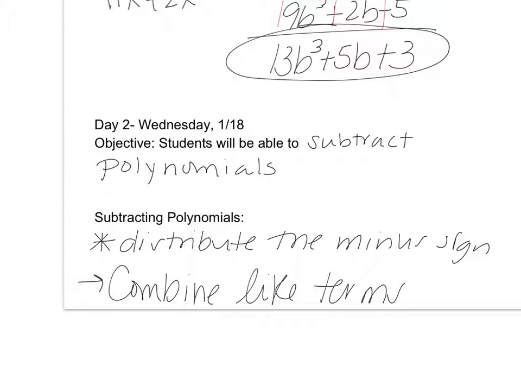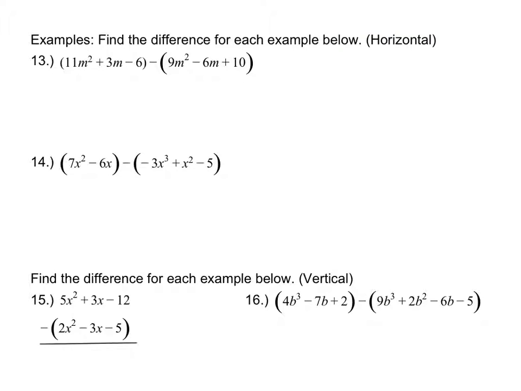Okay? Now, again, vertically, you would have to align the like terms in the same column in order to use the vertical method. All right, so if we look at number 13, first thing I'm going to work on is distributing this minus sign. Okay, so this is our extra step here. So that leaves me with 11m squared plus 3m minus 6, and it only distributes to the second parentheses, whatever's behind it. So it's going to give me a minus 9m squared, a plus 6m, and a minus 10.